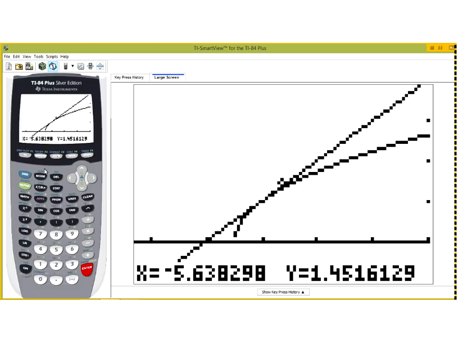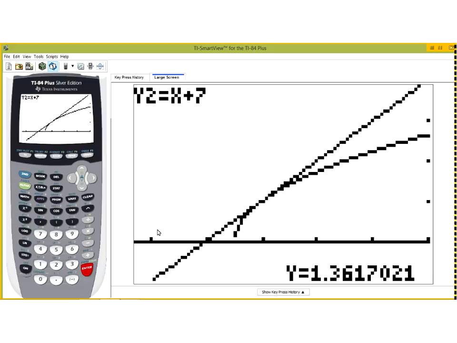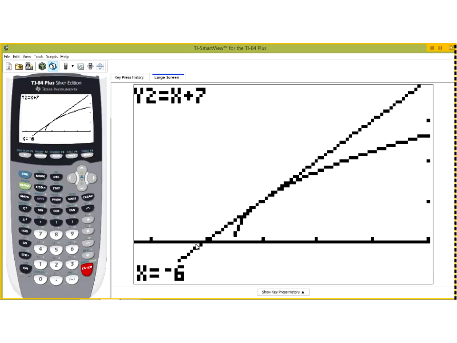And again, we can't really tell what's going on there. So let's go with the calc menu and let's do intersect. Okay, choose intersect. The first curve, the second curve, and a guess. And there's some rounding error there. Let's type in minus 6 and I get y equals 1. I can use the up-down arrows to jump between equations, and we see that that is a point on both equations.